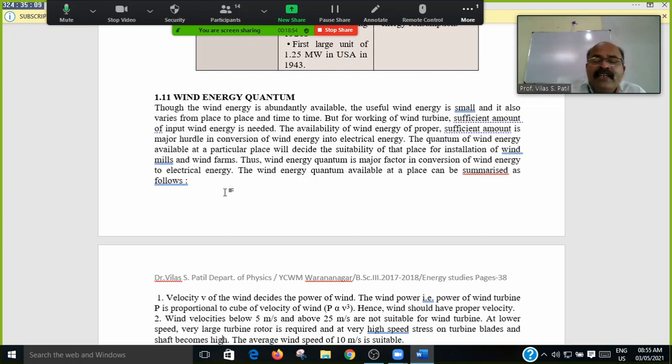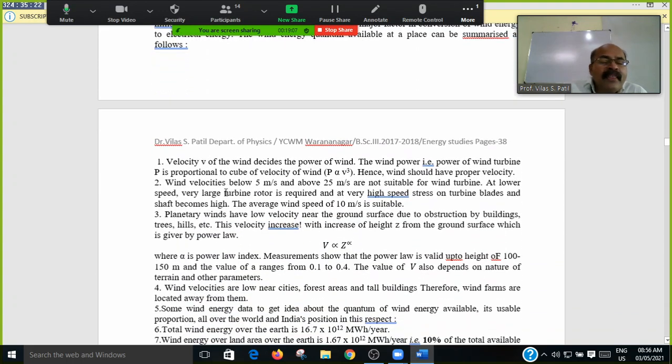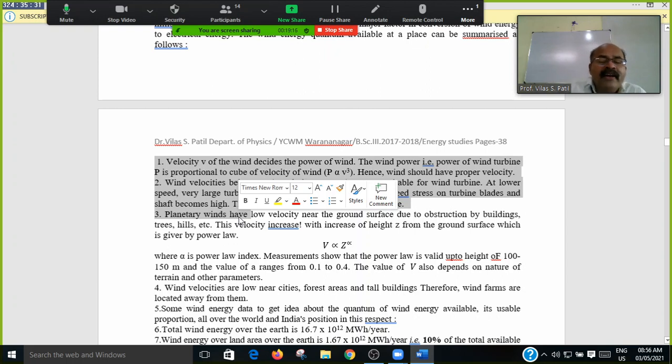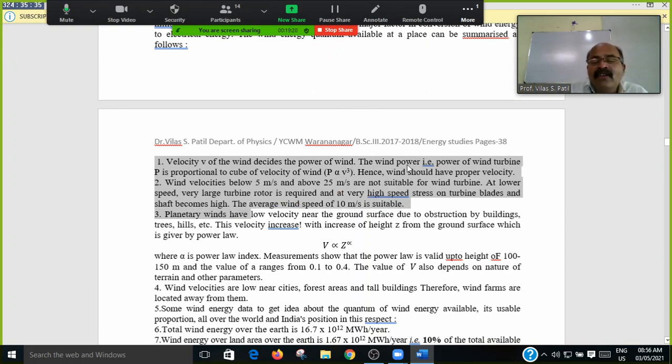Wind energy quantum is a major factor in conversion of the wind energy to electrical energy, and wind energy quantum available at present can be summarized as follows. See here, the velocity V. First, number one, very very important, wind quanta. And look at how the wind quanta is: the velocity V of the wind decides the power of the wind, and the wind power or the power of wind turbine P is proportional to the cube of the velocity of the wind. That is the power of conversion of the wind into electrical energy. The power is directly proportional to the cube of V, the velocity of the wind or the incoming velocity of the wind, and the power of the wind which is to be converted into electrical energy is directly proportional to the cube of the velocity, and hence it should have proper velocity.